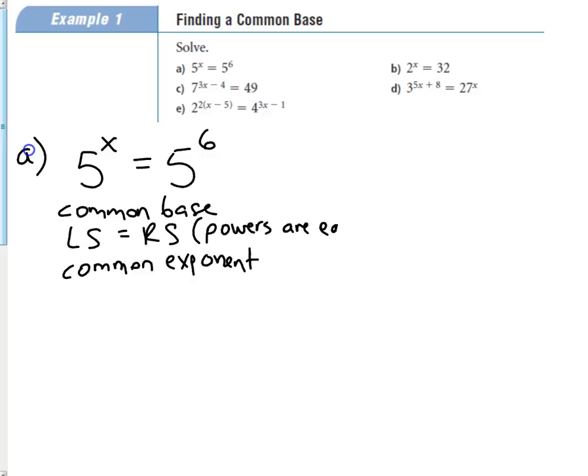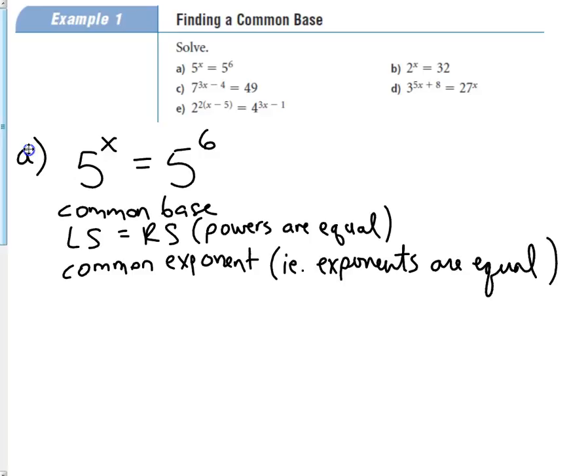And as soon as we have the bases equal, then that means we have a common exponent. In other words, in this case, x equals 6. Okay, so that's a strategy we're going to work towards in most cases when we can produce a common base. Now this is possible many times, sometimes it's not.